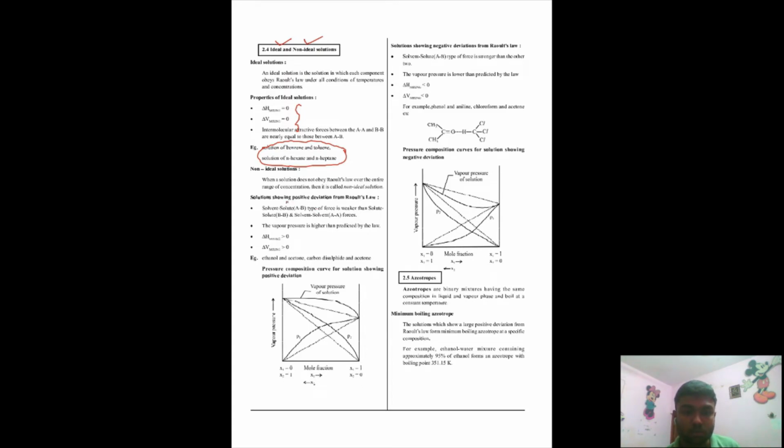Now, the non-ideal solutions are those that show deviation from Raoult's law. They show two types of deviations: positive deviation and negative deviation. Now when you see what is positive deviation, these are the criteria for positive deviation, these are the criteria for negative deviation. Okay, so these are also the examples which are important to memorize.